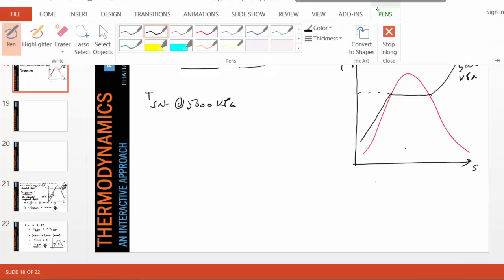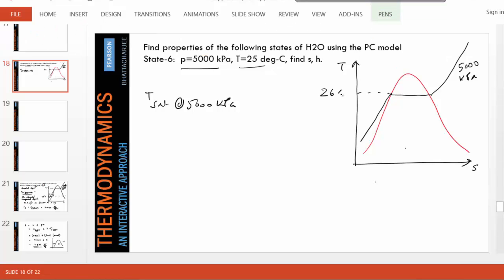So if the saturation temperature is 264 degrees Celsius, we know our state has only 25 degrees Celsius H2O. So if we locate 25 degrees Celsius, which will be way below that, let's say it's somewhere here, then obviously the state is going to be right here, and it's a subcooled liquid. So we figured that out by reasoning that it's a subcooled liquid, and we have to find entropy and enthalpy.